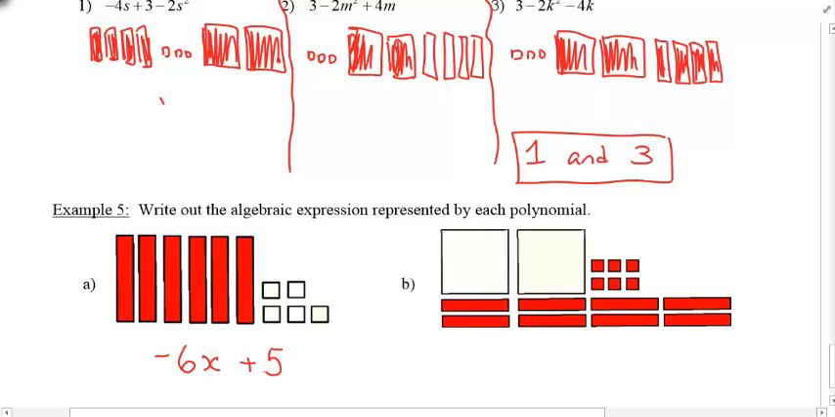Over here, 2 large squares that are white, so that's 2 of the x squareds. I count the rods, and there are 8 of them, but they're shaded, so that's minus 8x. And 6 small squares, also shaded, minus 6. All right, that's it for this lesson. Okay.